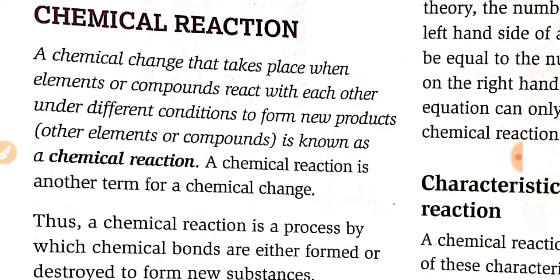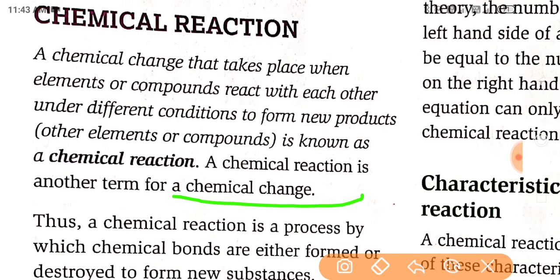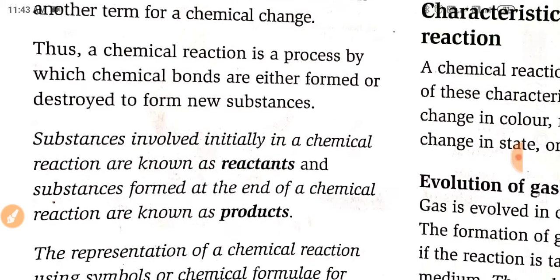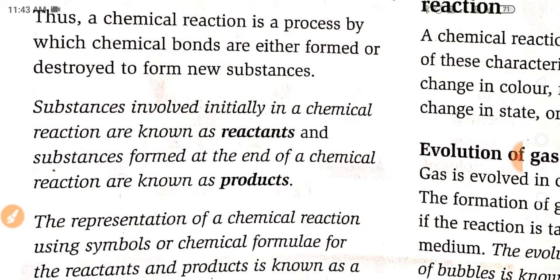So it is another term for a chemical change. If someone says chemical change or chemical reaction, these are both the same thing. Basically in a chemical change also a new substance is formed, and in a chemical reaction also. So whenever a new product is formed by the combination of different elements and compounds reacting, the change will be called a chemical reaction. Thus a chemical reaction is a process by which chemical bonds are either formed or destroyed to form new substances.